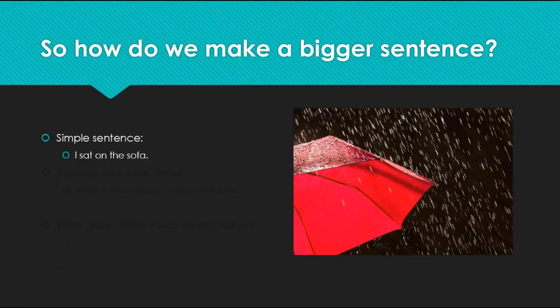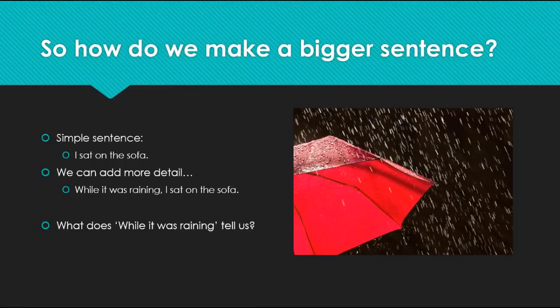But here's an example. I sat on the sofa. But we could add more detail, right? While it was raining, I sat on the sofa. Is while it was raining a sentence? No. While it was raining is not a sentence. That is just giving more detail. I sat on the sofa. You can add more detail by putting in additional information on a sentence, but that does not make it a compound sentence.